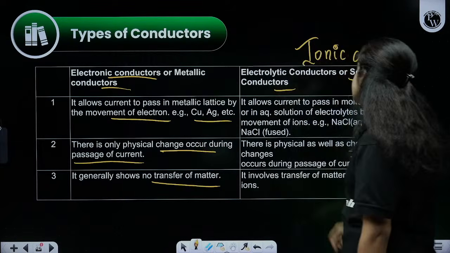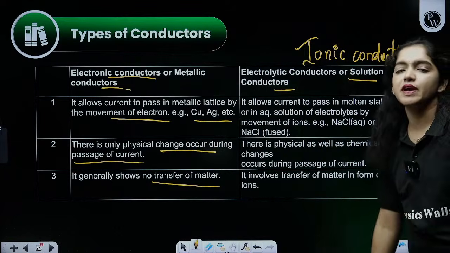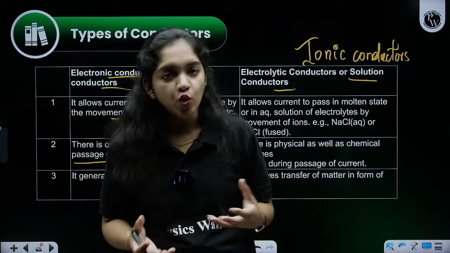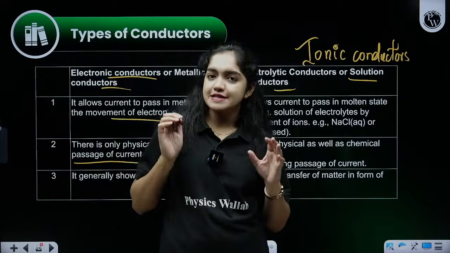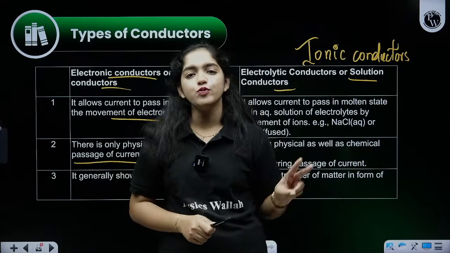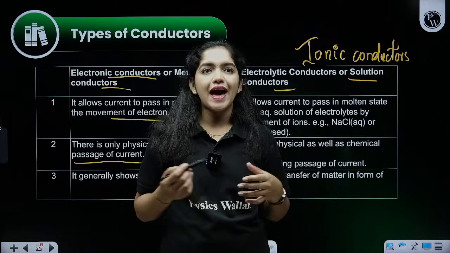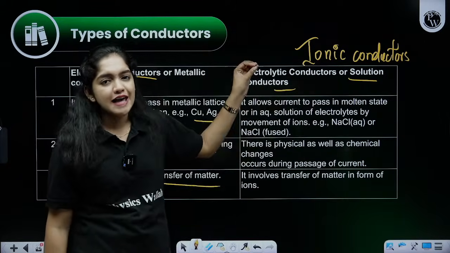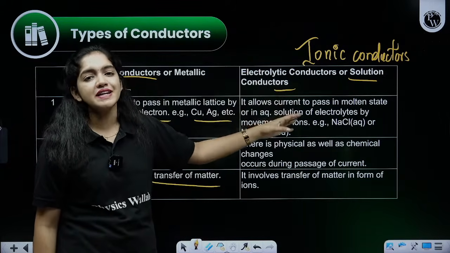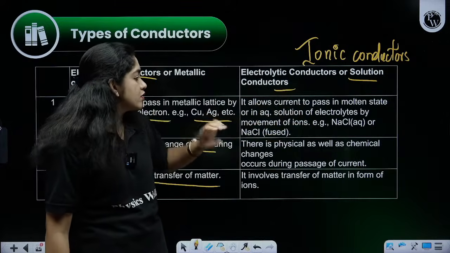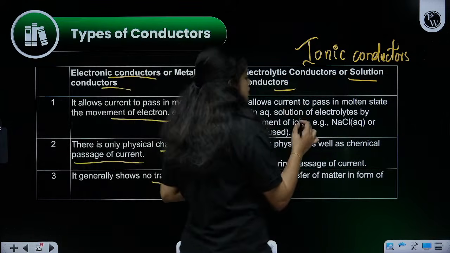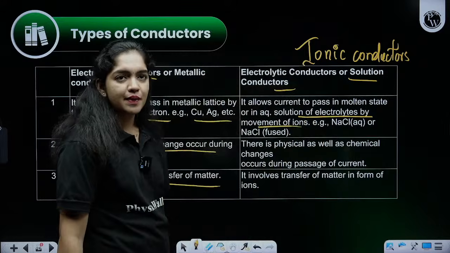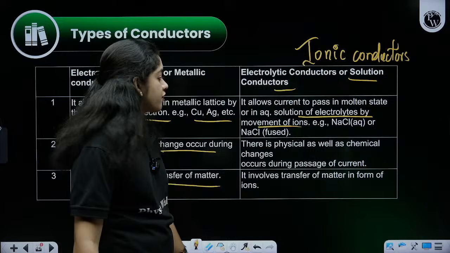ionic conductors. In ionic conductors, for example, if you are taking NaCl, can NaCl conduct electricity? Salt? No. NaCl can conduct electricity only in two states, that is an aqueous state or molten state. So if we add water to the NaCl, it can conduct electricity. So the ionic conductors allow the passage of electricity only when it is in molten state or an aqueous state. So the movement of ions, the electrolytes, that is Na+ and Cl-, the ions are required for the passage of the conduction.